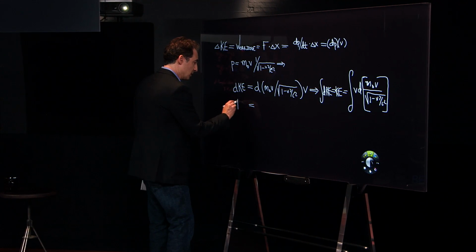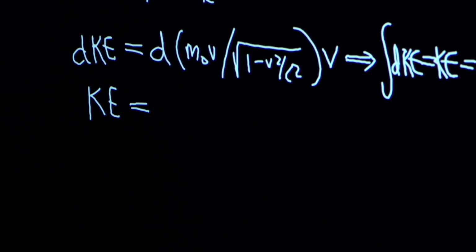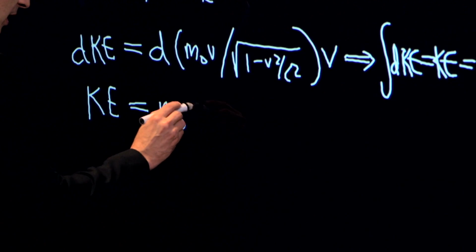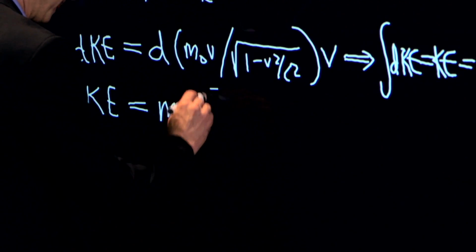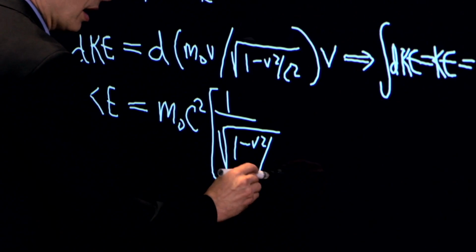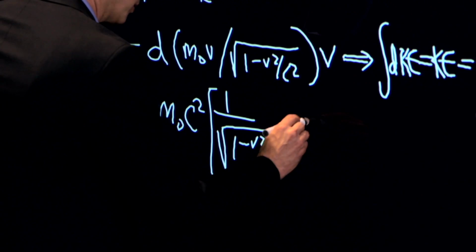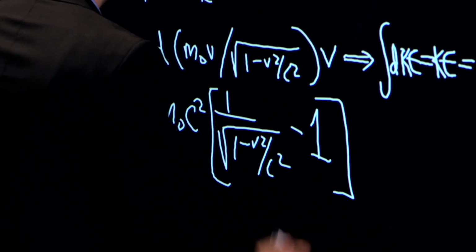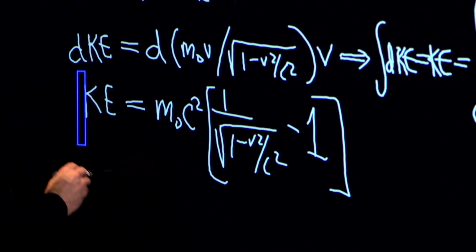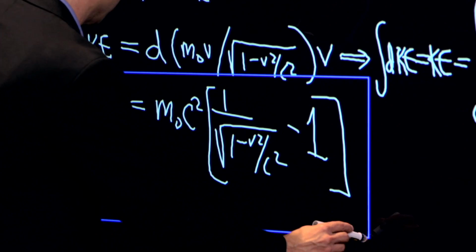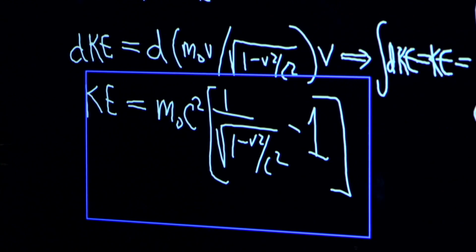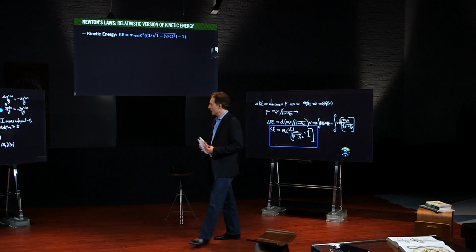So if you do that integral, here is what you find. Kinetic energy will be equal to m naught c squared multiplied by 1 over the square root of 1 minus v squared over c squared, minus 1. And that is our relativistic form for the kinetic energy of a particle whose rest mass is m naught and is traveling along with a velocity v, just as advertised.